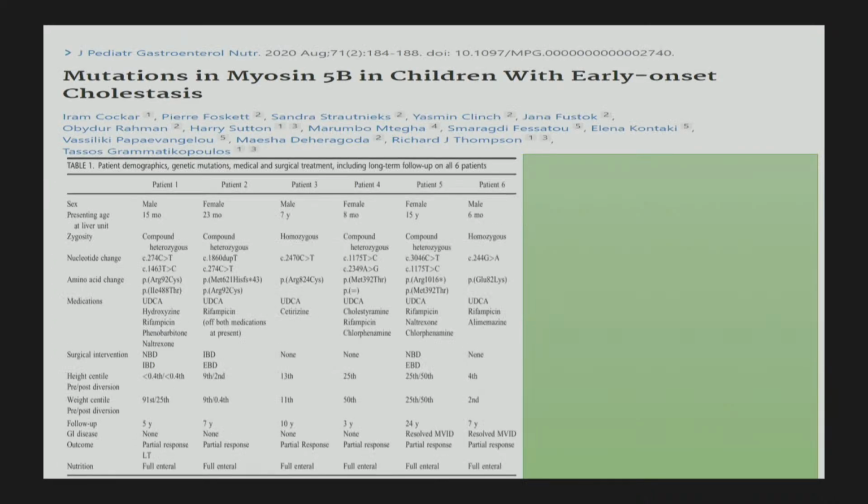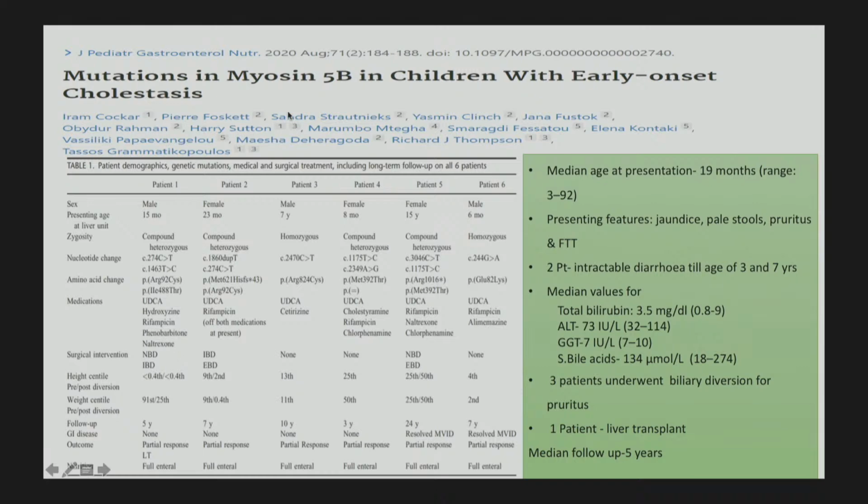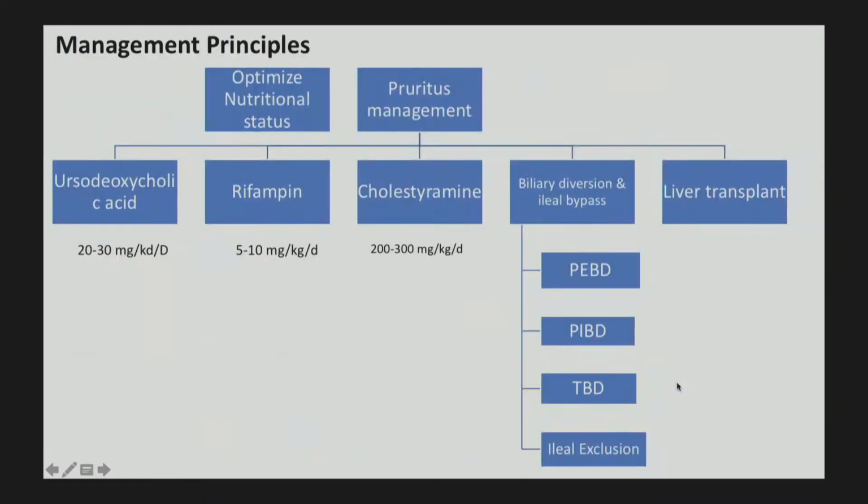And this is a similar study where they studied MYO5B disease features. The median age was 19 months, and the presenting features were jaundice with pale stools. 3 patients underwent biliary diversion, and 1 patient underwent liver transplant, with a median follow-up of 5 years.